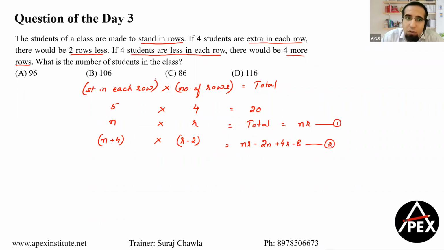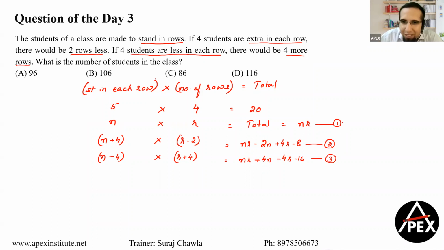Clear? Now, the question says if four students are less in each row, so I'm coming back to n as my number of students. If four students are less in each row, right, then I would require four rows more to arrange the students of the same class. That means now my number of rows becomes r plus 4. So, according to this, my number of students would be nothing but nr. Clear? And then what do I have from here? We have nr, then we have plus 4n, clear? And then we have minus 4r, and then we have minus 16. So this is also the total number of students of the same class. Let me take this as equation 3.